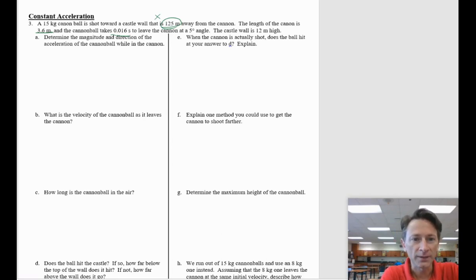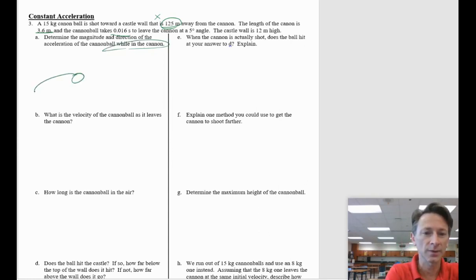So looking at the first part then, determine the magnitude and direction of the acceleration of the cannonball while in the cannon. Well, there you go. There's our 1D problem. So here's my cannon, sitting on the thing here. I have a cannonball that's in here, and it's being launched this way. A couple givens that I know: the initial velocity is 0. I know that the length the cannonball is going to travel down is 3.6 meters. And I know the time that it takes to go that distance is 0.016 seconds.